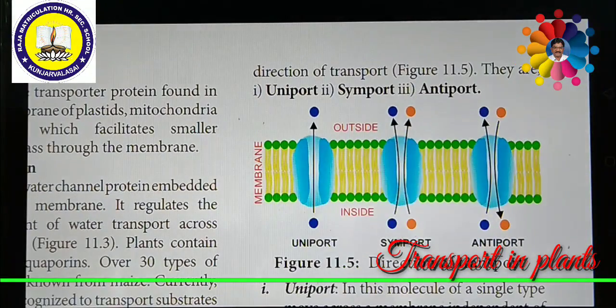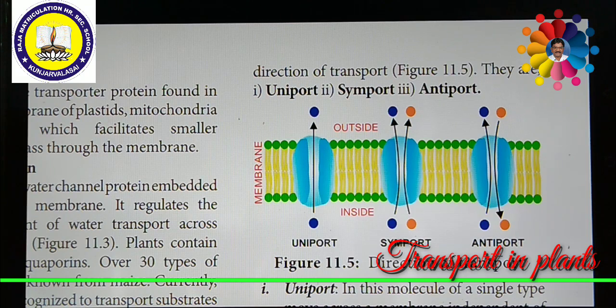So both are in opposite directions. Two molecules are taken from one side to the other side, but in opposite directions. So this is called antiport or counter-port. That is, an antiport is an integral membrane transport protein that simultaneously transports two different molecules in opposite directions across the membrane. So these are carrier proteins which travel in three directions called uniport, symport and antiport.